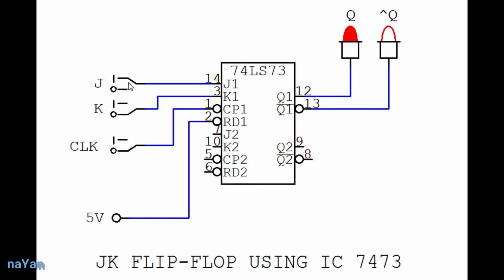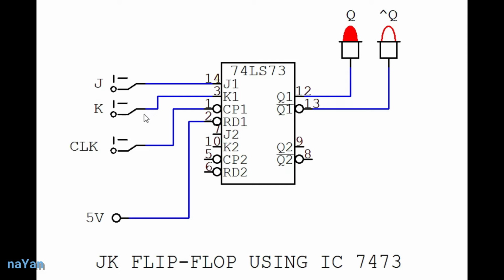Now let's check the no change condition of the JK flip-flop. We make this clock 1 again, and J 0 and K 0. Now when we apply this clock, we are expected to see no change in the output. So I apply this clock, and see, there is no change in output.